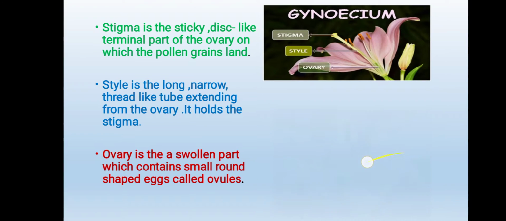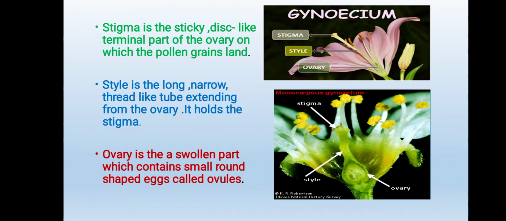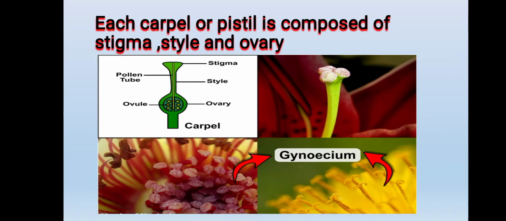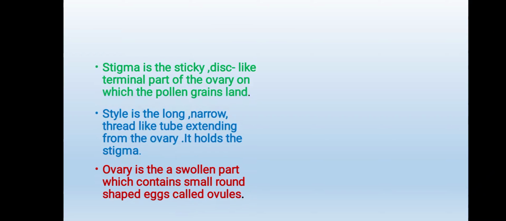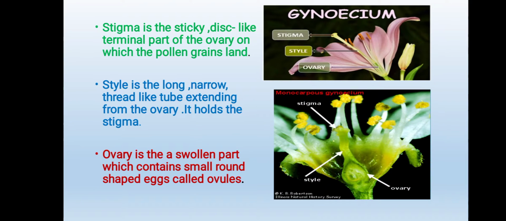So let us understand the function of the pistils or the carpels. We have the stigma, style, and ovary. The first one is stigma on top. It is the sticky, disc-like terminal part of the ovary on which the pollen grains land. The pollen grains from the male part of the flower land on the sticky part of the stigma.